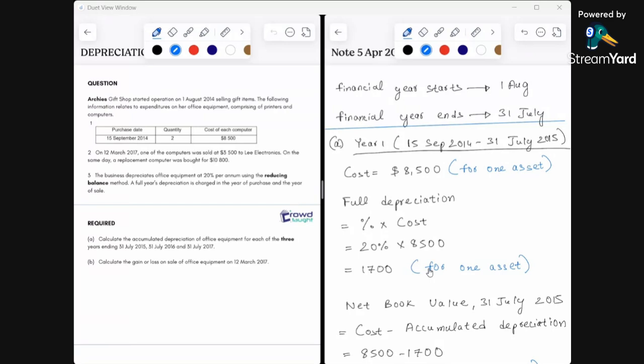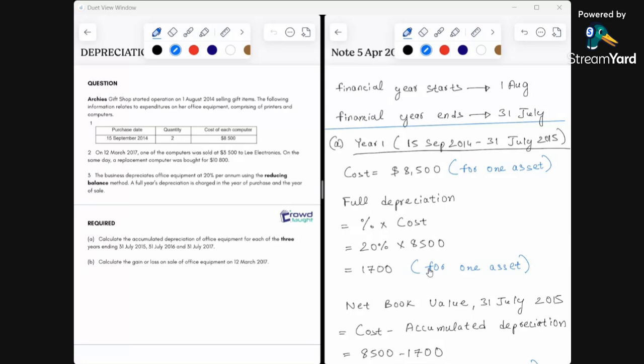What we have got here today is a practice question for depreciation of non-current assets. You will learn to calculate the accumulated depreciation for each of the 3 years involved in this question and also calculate the gain or loss on the sale of a non-current asset.